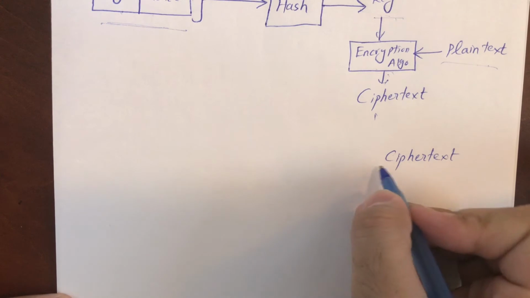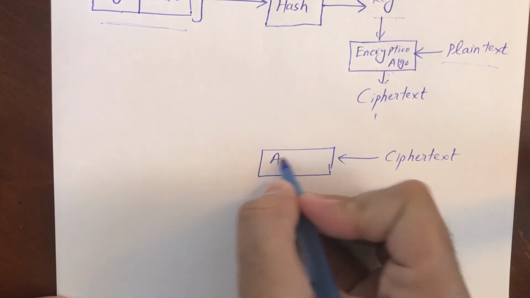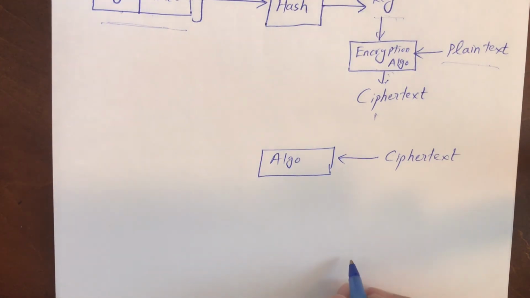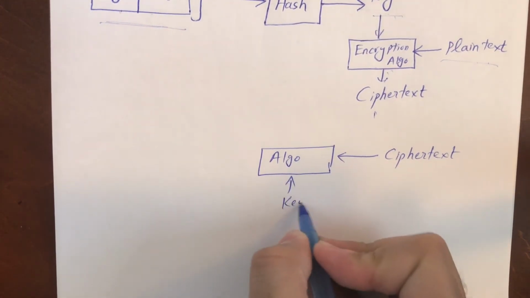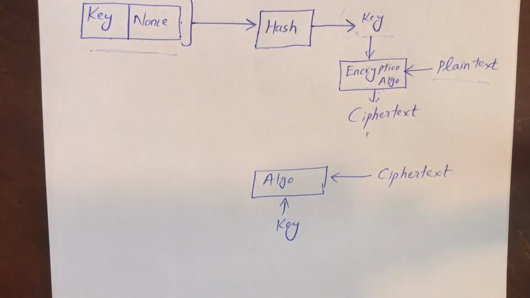So let's say the receiver knows the algorithm, the encryption algorithm. But do you think the receiver got this key? We are assuming that the receiver has this secret key. But do you think the receiver has this particular key to decrypt it? No. So what will happen?